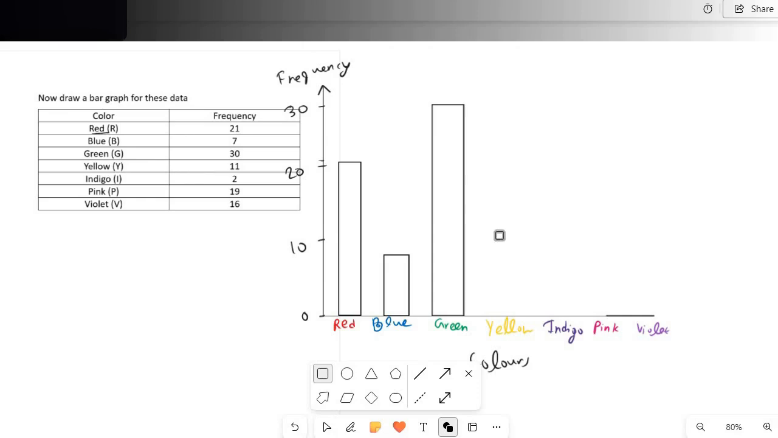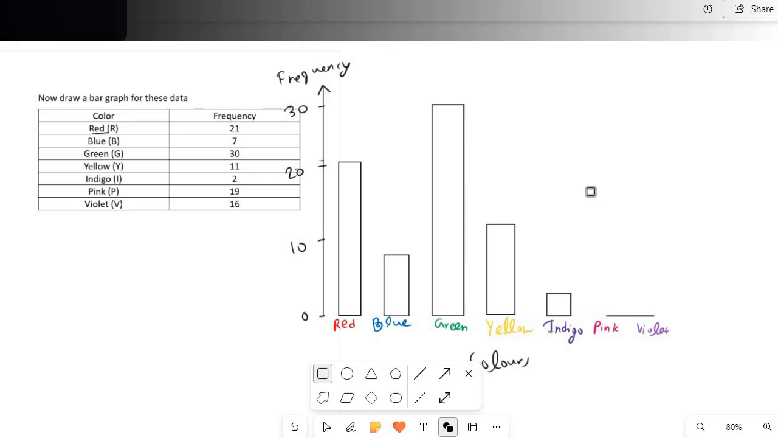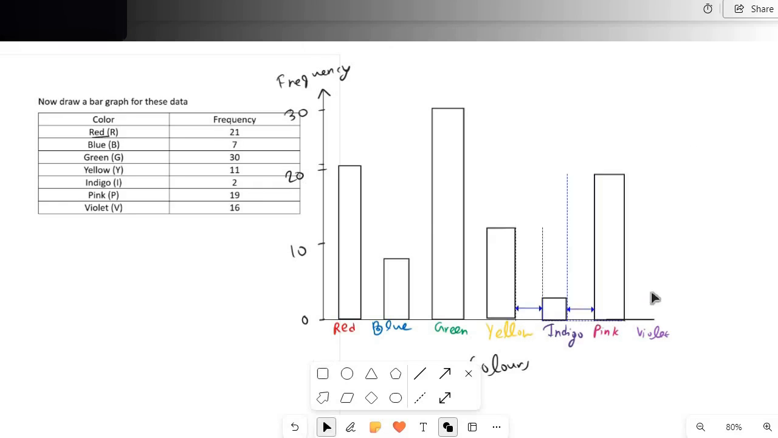So it should be around here. So this should be the bar for yellow. Keeping the ratio of the distances same. Then for indigo, it should be 2, which is around here. Then we have pink with a frequency of 19, which is below 20. So this should be the bar for pink, which is something like this. And finally, we have 16 here for violet. So it should be around here. Therefore, the bar should look something like this.